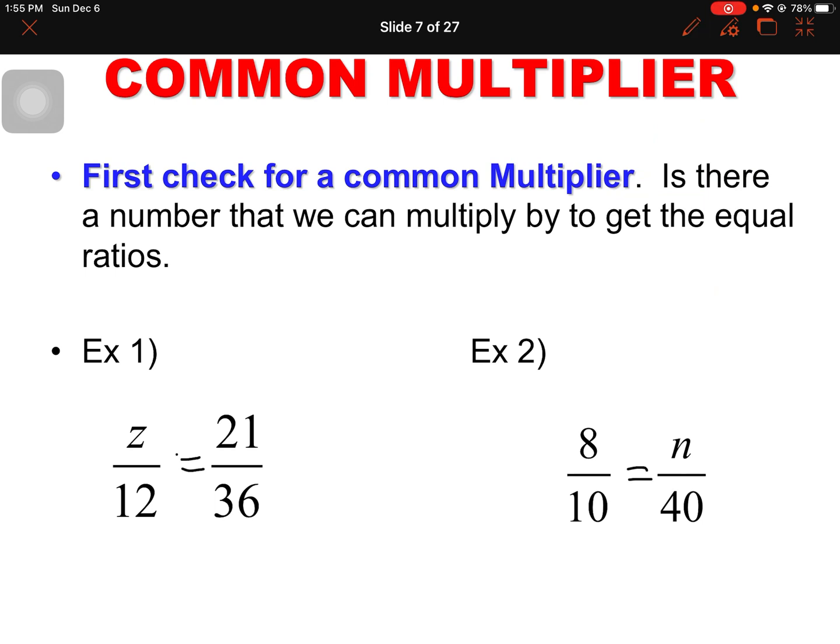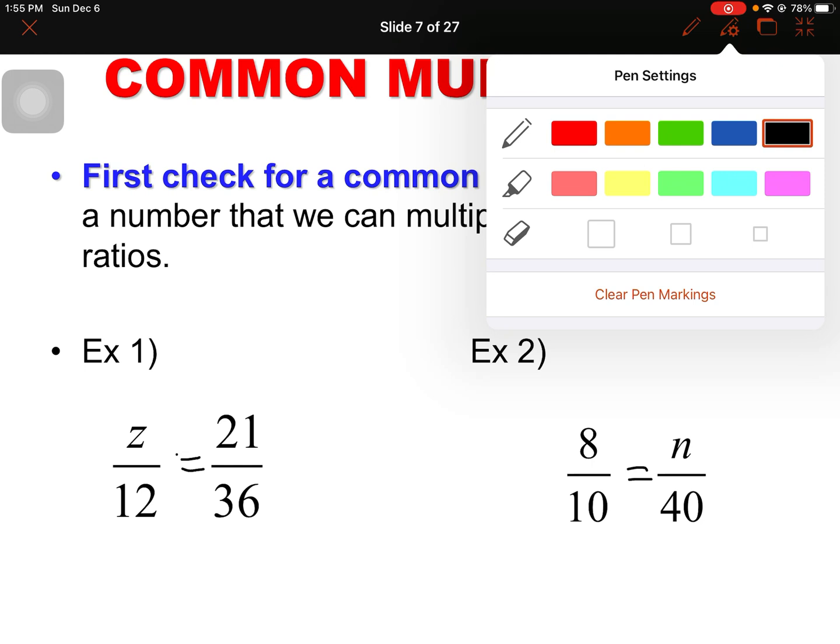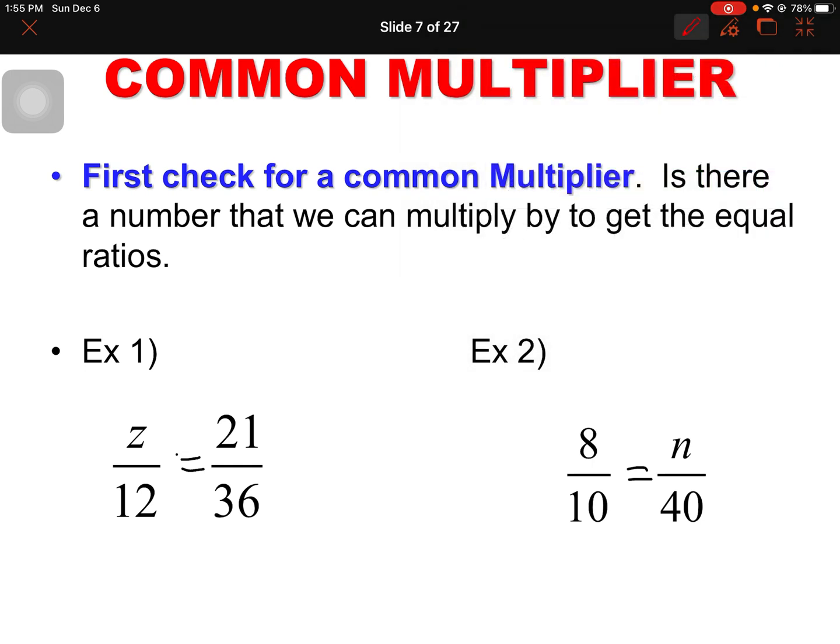Now, the difference between Thursday and Friday and today is you are being told that these do form a proportion. So you know that they're supposed to be equal to each other. Now, I need to get to Z, so I'm going to draw my arrow this way. And so common multiplier, instead of multiplying, you can also divide. And so I could see 36 divided by 3 would give me 12. So if I wrote divide by 3 here, it'd be just like simplifying a fraction. So Z would equal 7. And so that's one of the fastest, easiest ways to do these.